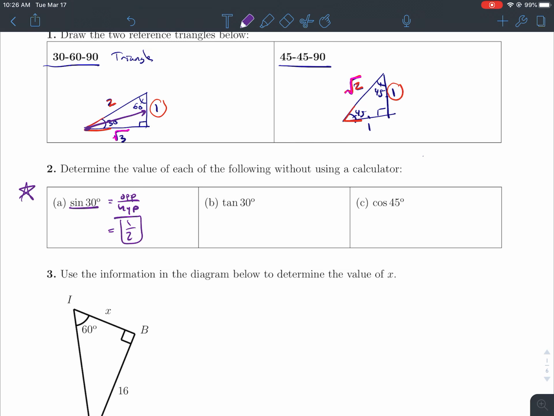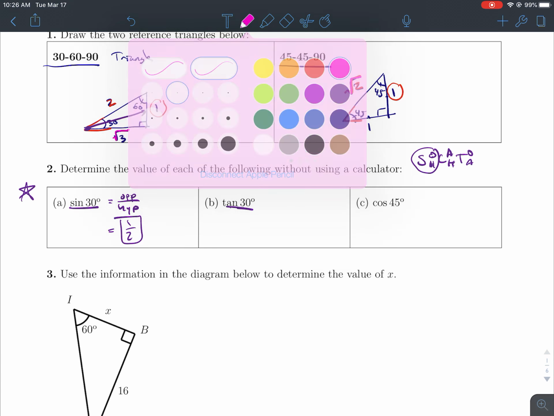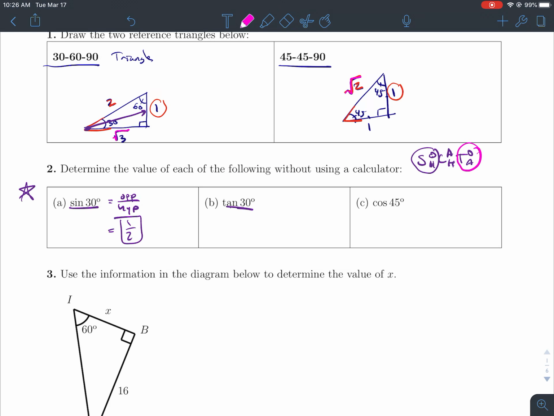And in case this isn't fresh in your memory, you can always remember sine, cosine, and tangent by using the mnemonic SOH CAH TOA, which shows the fraction opposite over hypotenuse, adjacent over hypotenuse, and opposite over adjacent for each of these. So tangent of 30 is going to be opposite over adjacent, so 1 over square root of 3, and we're done.